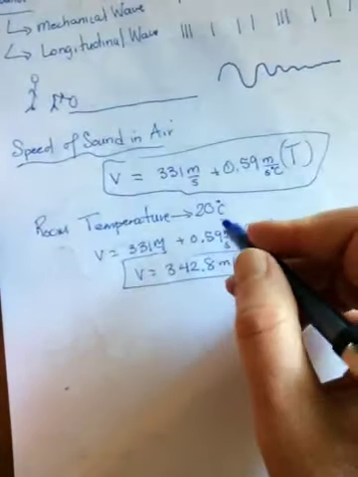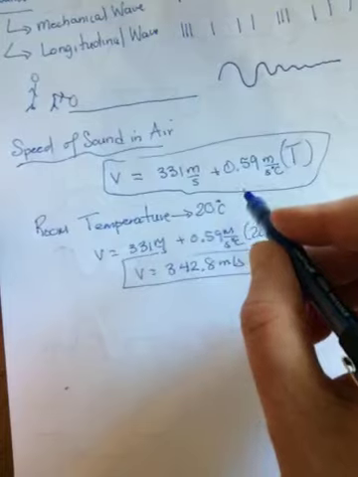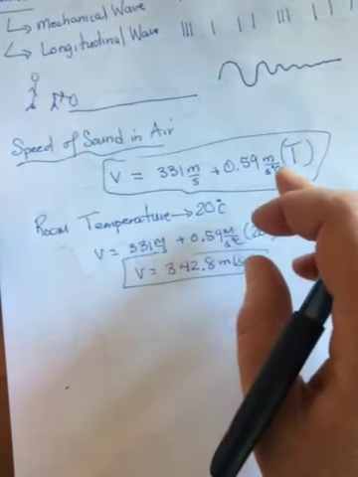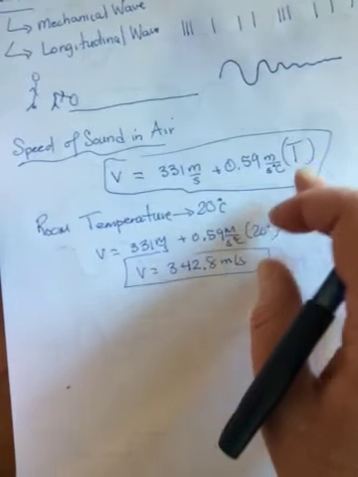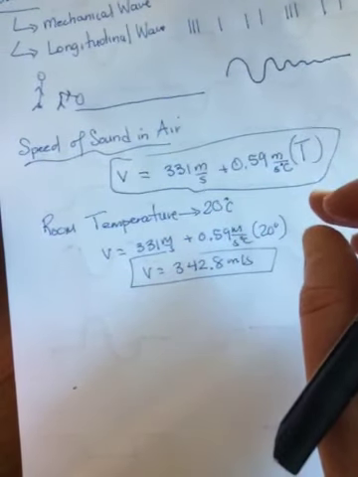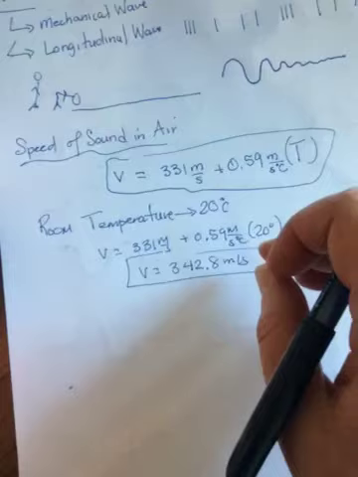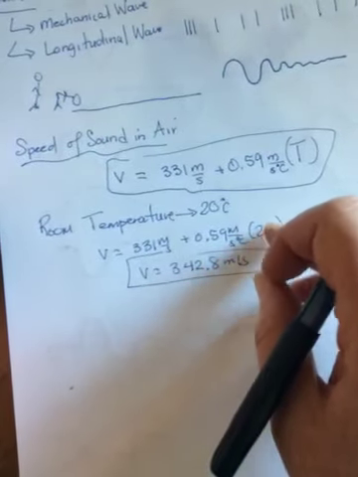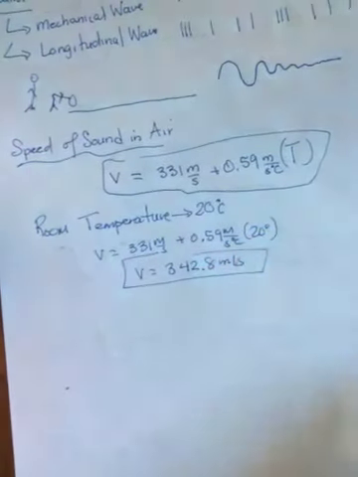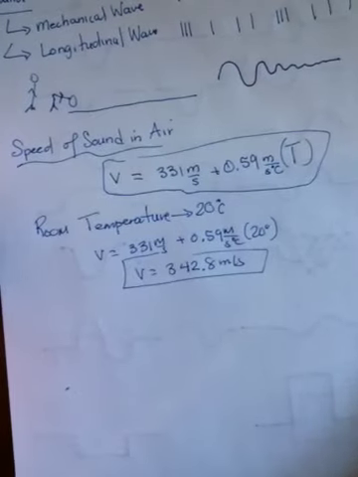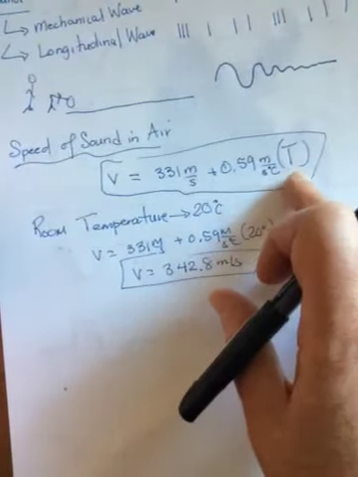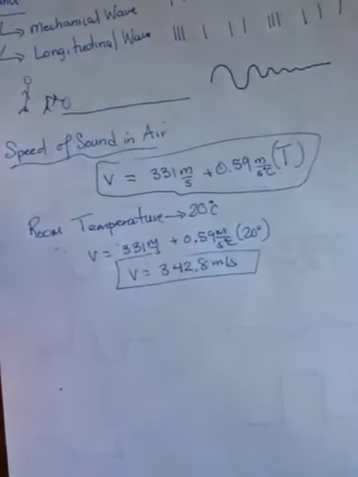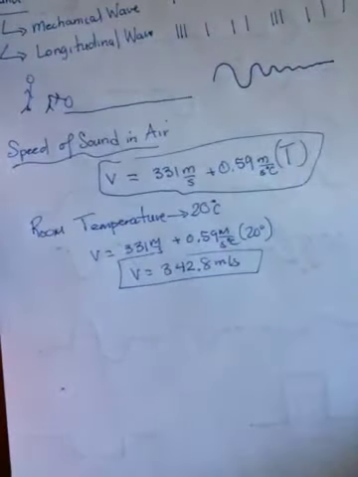But remember the speed of sound, this is only for air. If you're looking for it in water or in steel, you have to look it up on the chart on page 387, okay? The speed of sound in air is actually also dependent upon pressure. The higher the pressure, the faster it will go. But this equation is based on standard atmospheric pressure.